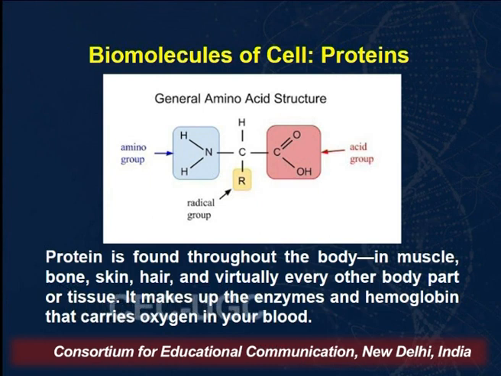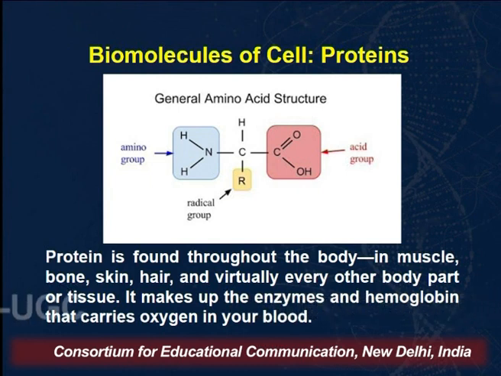Now, proteins are found throughout the body, in the muscles, bones, skin, hair. Every part of the body or tissue contains proteins. Even most of the enzymes are made up of proteins. The hemoglobin, which carries oxygen within the blood, is also made up of protein. Now, the protein is basically a chain of amino acids. So this is a polyamino acid chain.